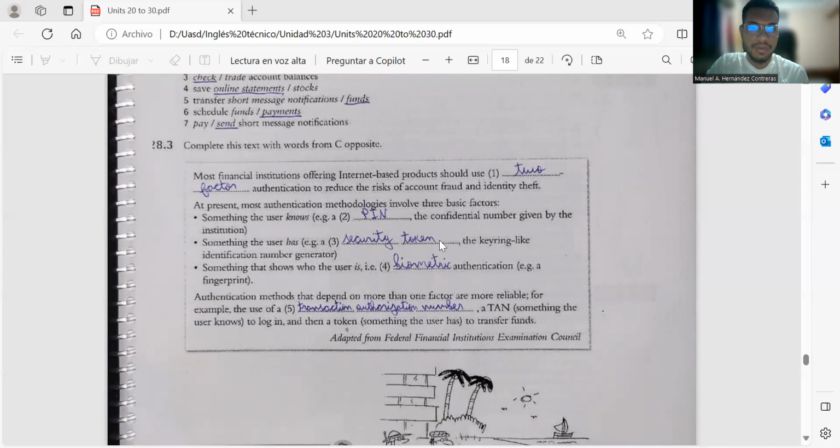For example, the use of a transaction authorization number, a TAN, something the user knows, to log in, and then a token, something the user has, to transfer funds.